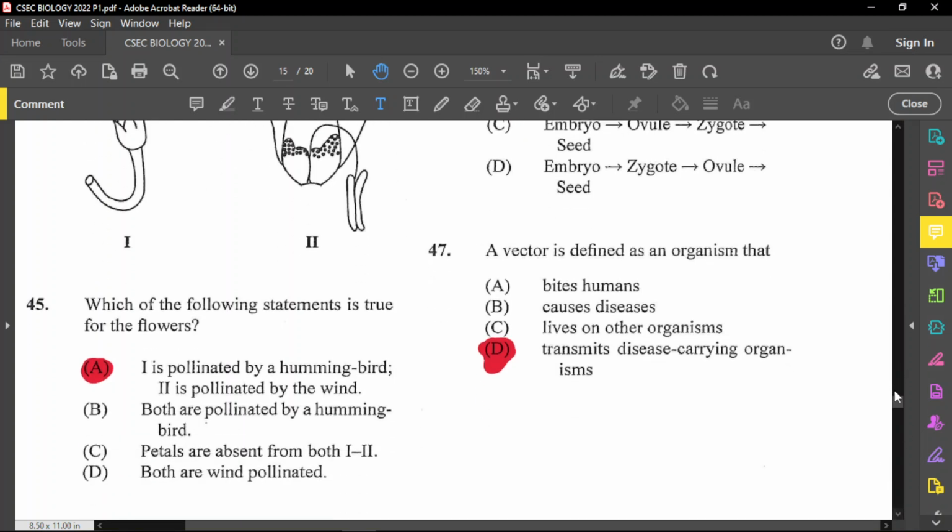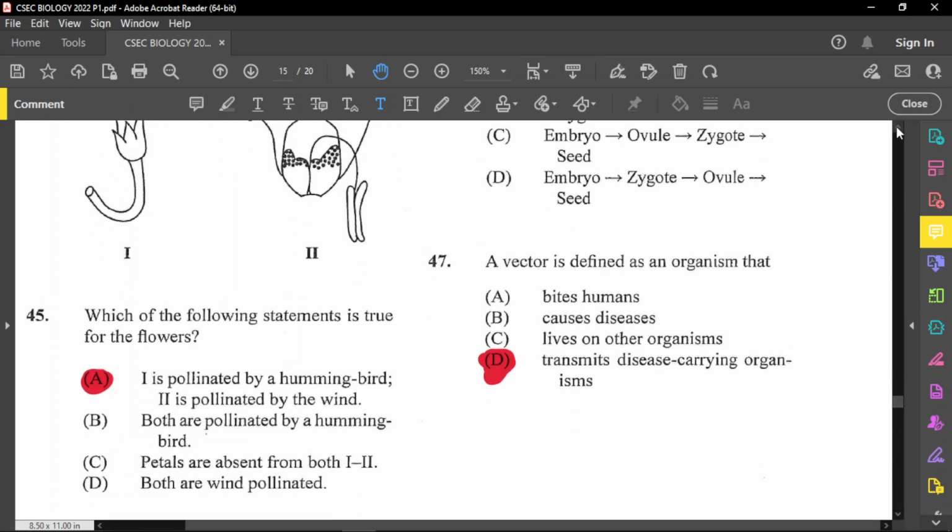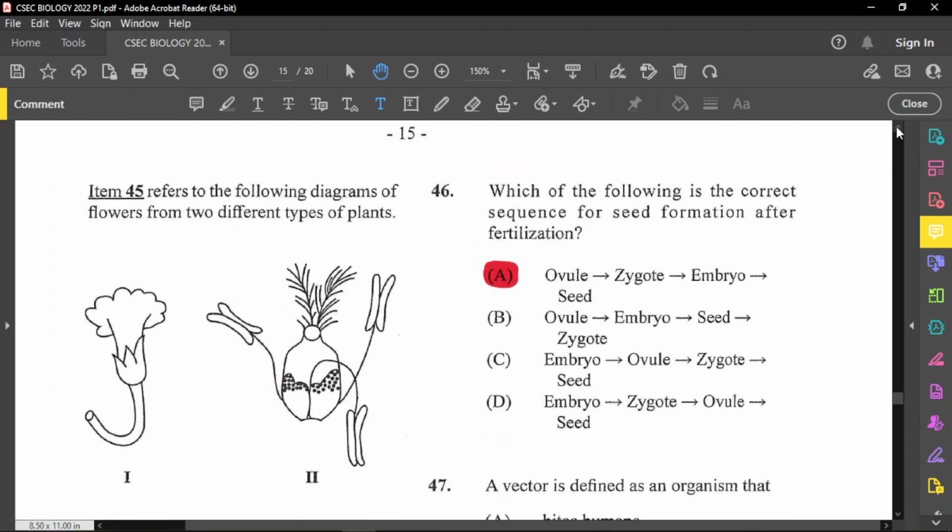So we're at 46. So 46 is up top. Let's go back up top to 46 real quick. We're almost there. We're almost there. Now 46, which of the following is the correct sequence for the seed formation after fertilization?